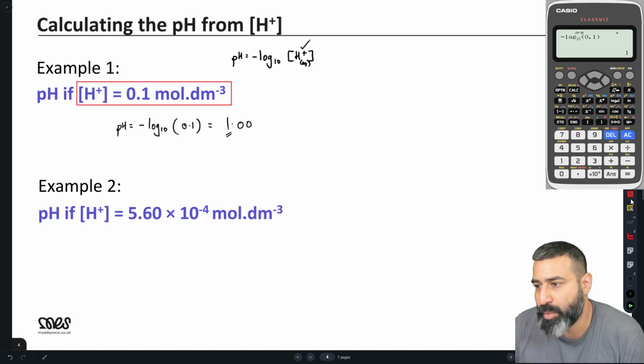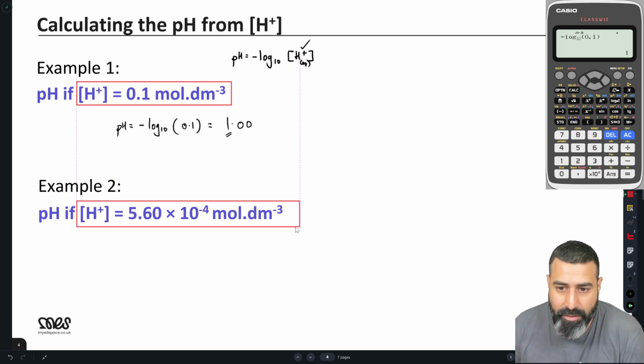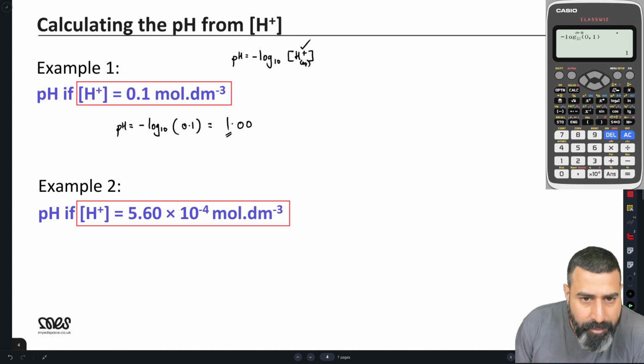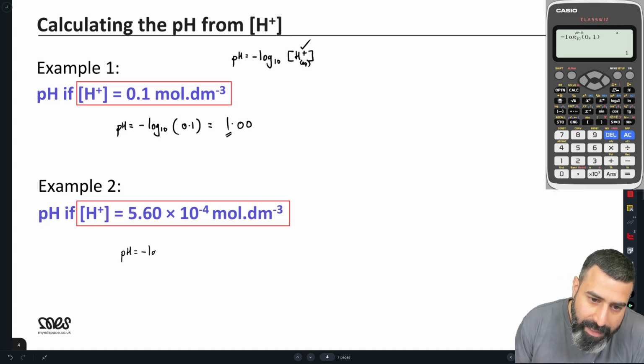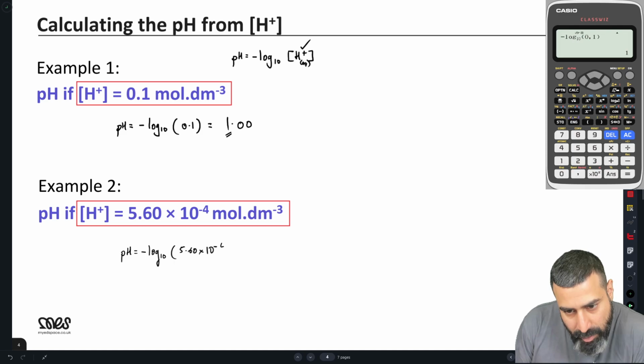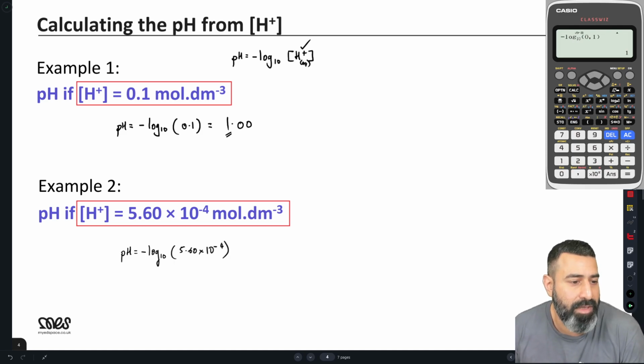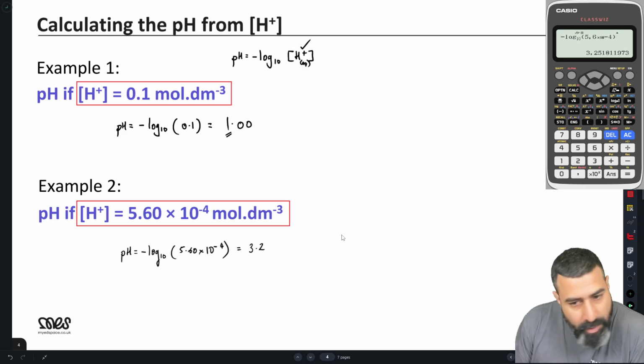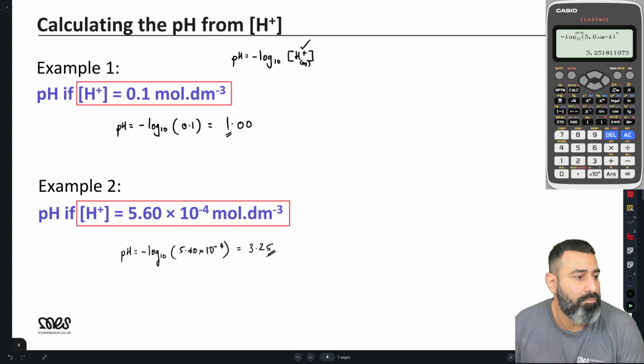So let's have a look at example 2. I am given the hydrogen ion concentration. So the pH is going to be equal to the negative log base 10 of that value that I just substitute in. And we will need our calculators for this. So minus the log base 10 of 5.6 times 10 to the negative 4. And I get a value of 3.25. Done. That's it.